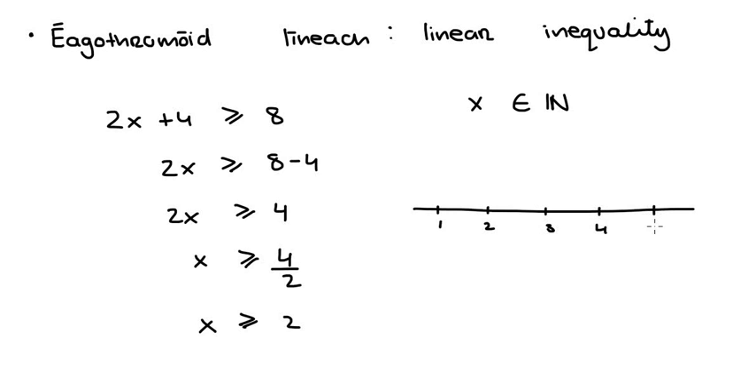Now, what we usually need to do when we solve a linear inequality is to plot the solution on a number line. So just to go through this quickly, if x is a natural number and x is greater than or equal to 2, then we're putting dots on 2, 3, 4, and 5, all the way up to the arrow to show that it continues to infinity.